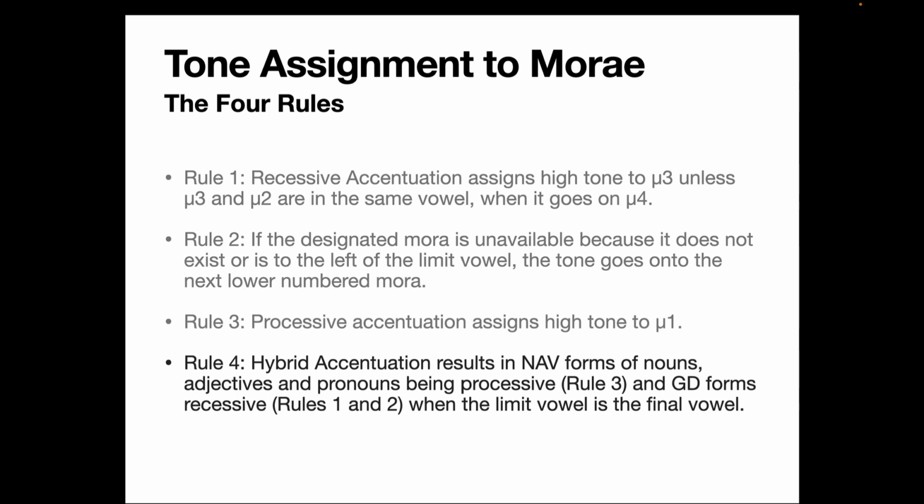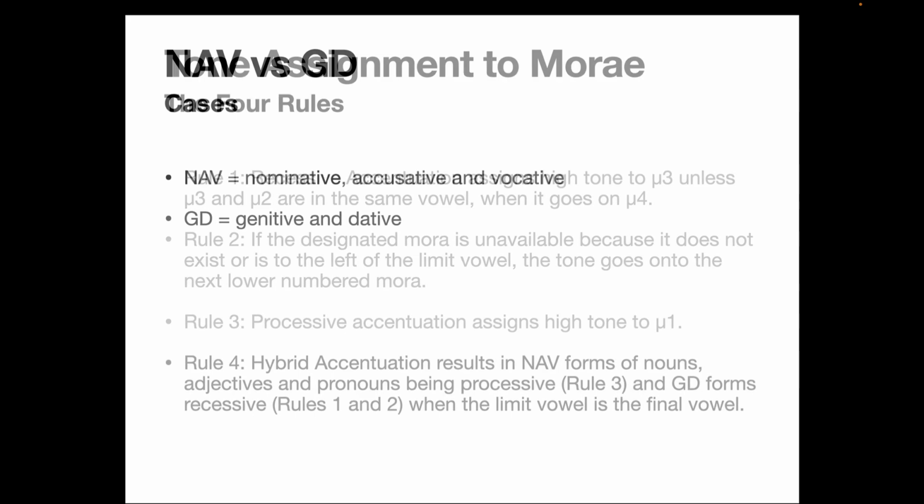So rule 4 is that hybrid accentuation results in NAV forms of nouns, adjectives, and pronouns being processive, that is, they will follow rule 3, and GD forms being recessive, that is, they will follow rules 1 and 2, when the limit vowel is the final vowel. That will also happen when there's only one vowel in a word.